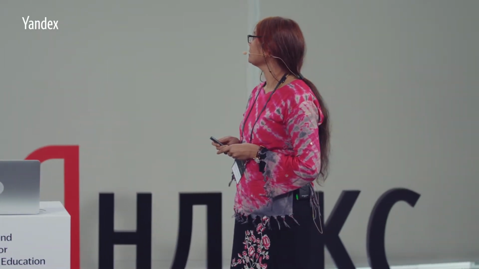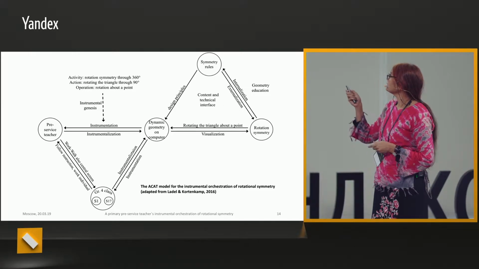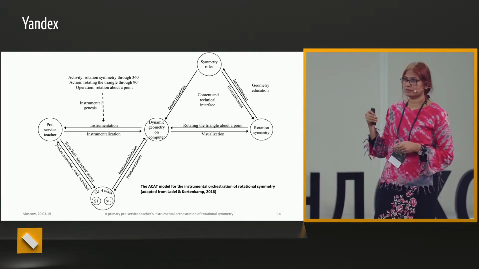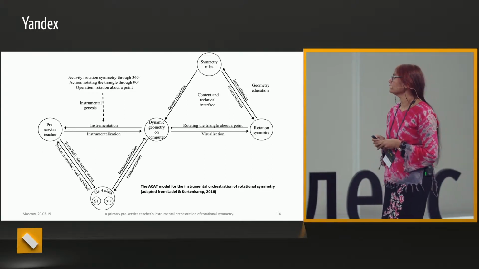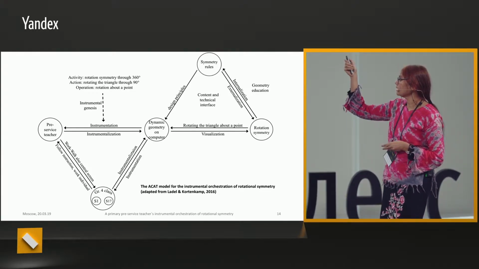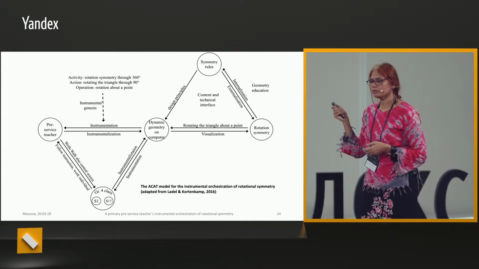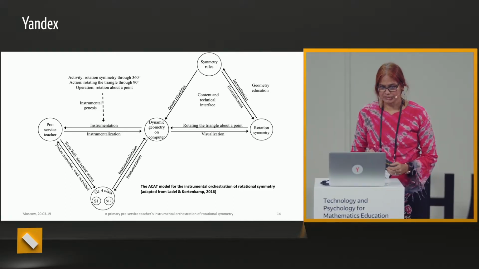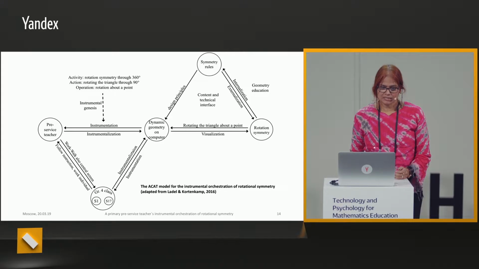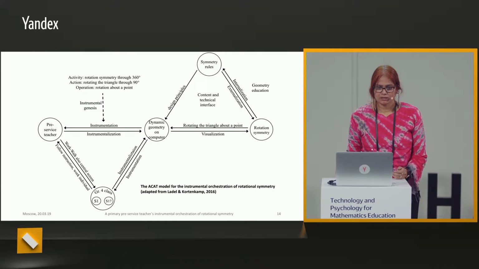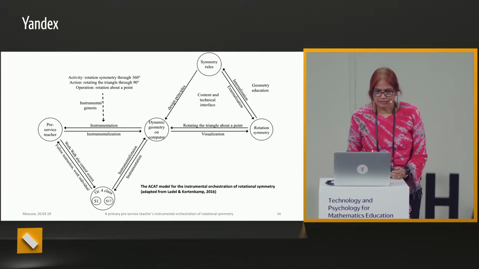So again, going back to the ACAD, that is the artifact-centric activity theory model, as you see that I am trying to here use this workbook with central screen. There are different types of orchestration. So what I have observed, I'm trying to make it in a diagrammatic format. So the activity here is the rotation symmetry through 360-degree. I have showed you the animation. And the action here is rotating the triangle.